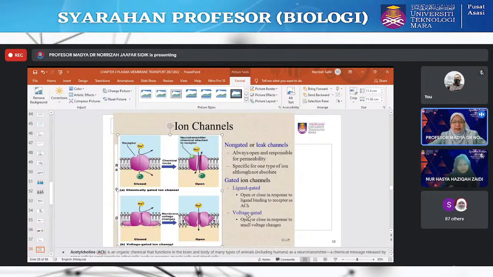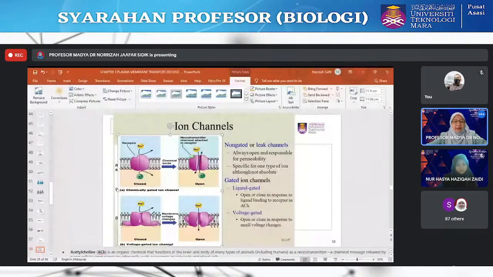Okay, now we look at the voltage gated. This one, voltage gated, is open or closed in response to small voltage changes. So voltage gated ion channels, known as voltage dependent ion channels also, are channels whose permeability is influenced by the membrane potential. So you can see here the positive charge and the negative charge. There are membrane voltage changes occurring here, right?